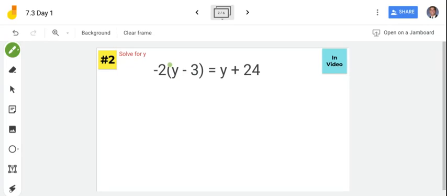I know it's multiplication because a number, negative 2, is written right next to parentheses. So let's follow the 5 steps to solve the equation. The E on every reminds me to eliminate parentheses. So I'm going to distribute.